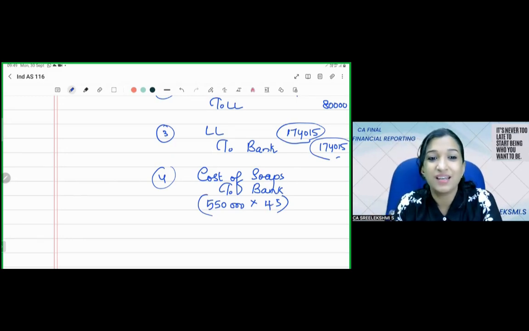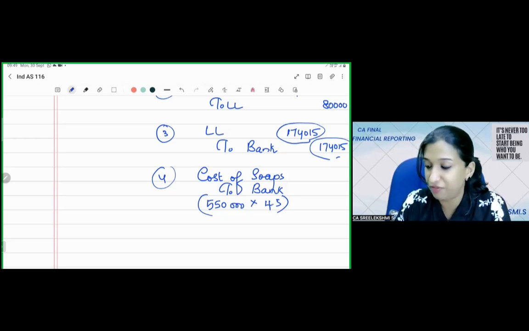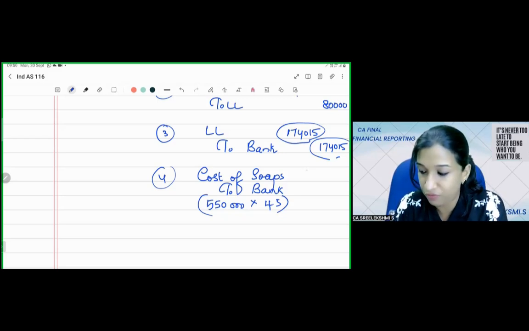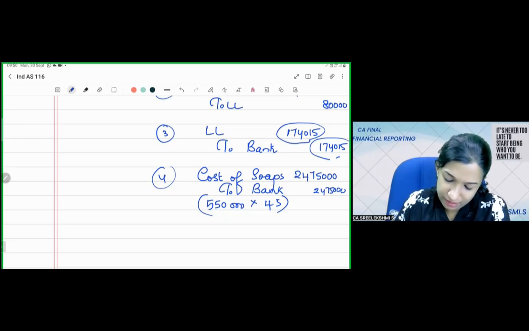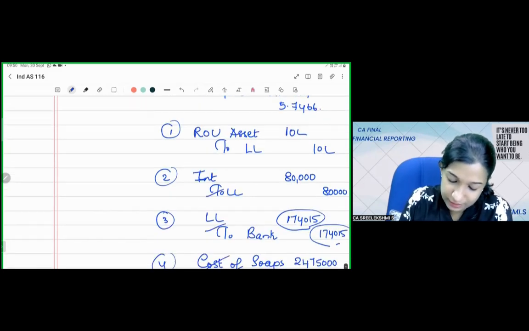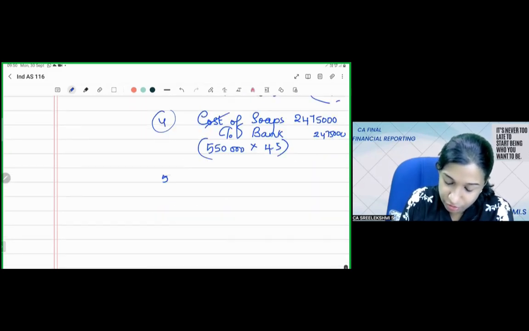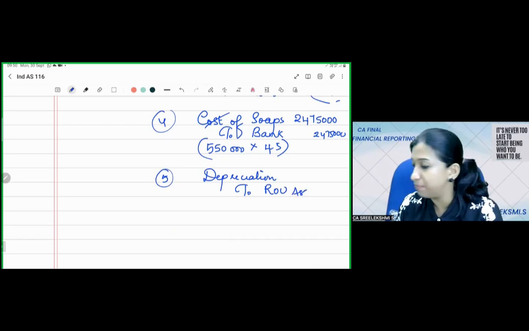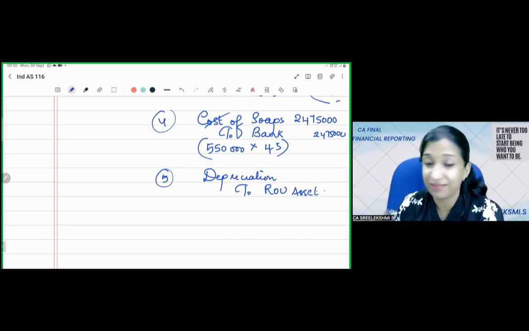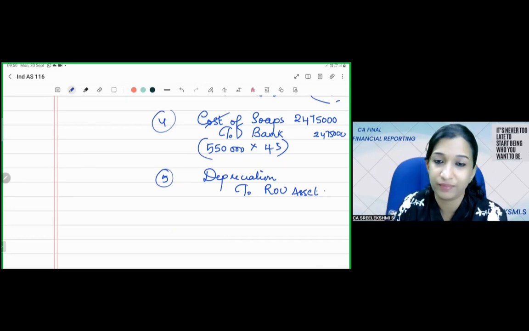So should I take it further? That will be duplication. No. I have a good level of presence of mind. All of us, 24,75,000. Now don't forget, the lease liability accounting is done. ROU asset. Depreciation to ROU asset. How much is the depreciation to ROU asset? 1,25,000. Yes, depreciation to ROU asset also.